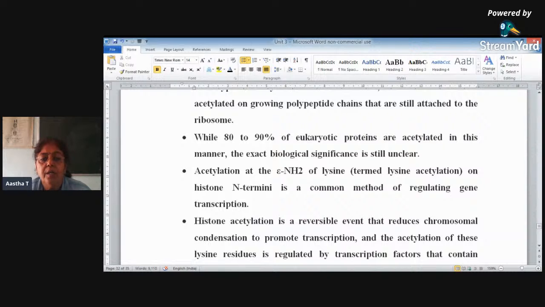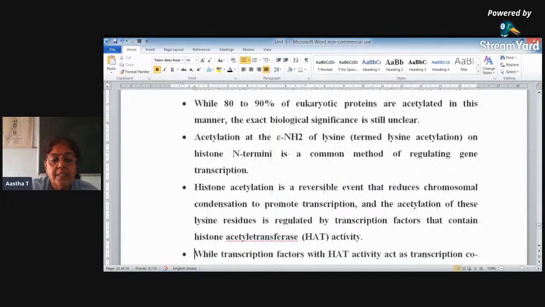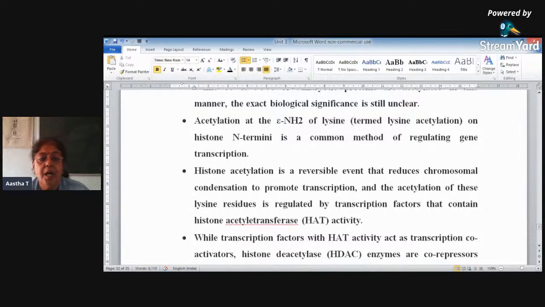Acetylation of the epsilon amino of lysine on histone N-termini is the common method of regulating gene transcription. So lysine acetylation ची पण process होते आणि that process is involved in the regulation of gene transcription. Histone acetylation however is a reversible event. बाकीच्या जरी irreversible असल्या तरी histone acetylation reversible आहे. Histones are proteins attaching to nucleic acid.